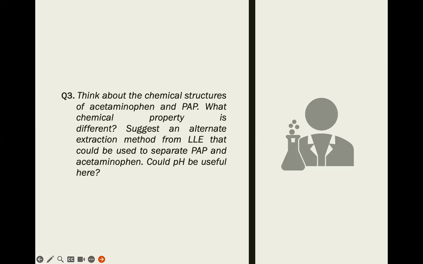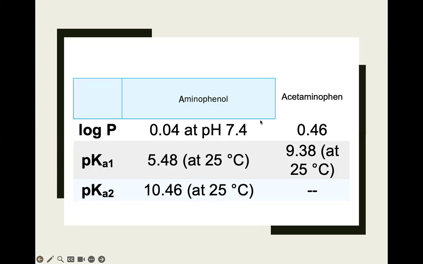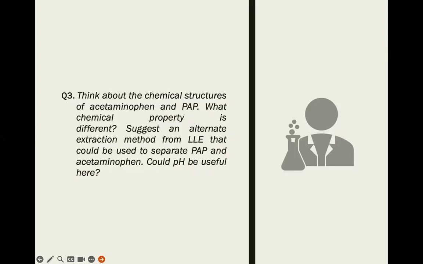What chemical property is different? Just now I pointed out the functional groups. Suggest an alternate extraction method from liquid-liquid extraction that could be used to separate aminophenol and acetaminophen. Could pH be useful here? If you look at the log P, we will learn about what P is, you can see there is a big difference at different pH. So definitely pH plays a big role in solvent extraction, apart from the solvent itself.